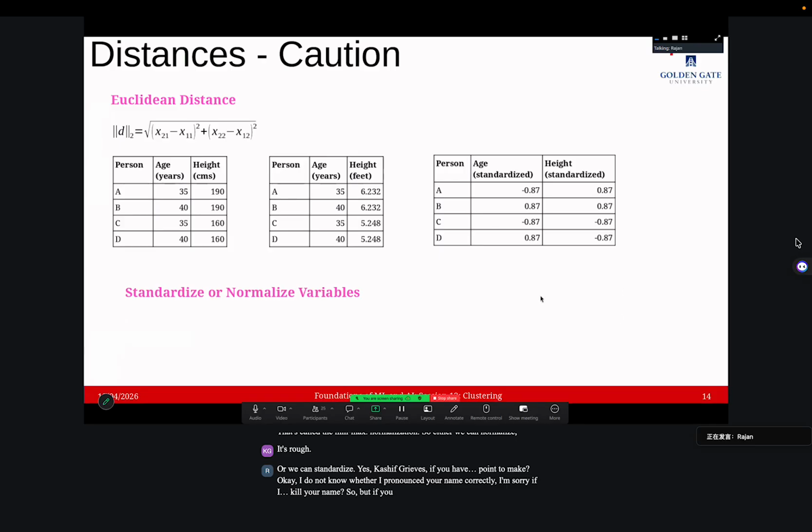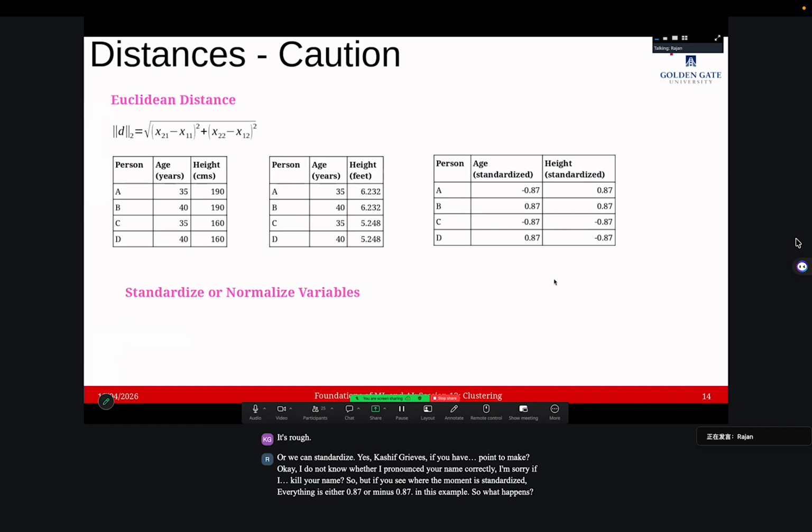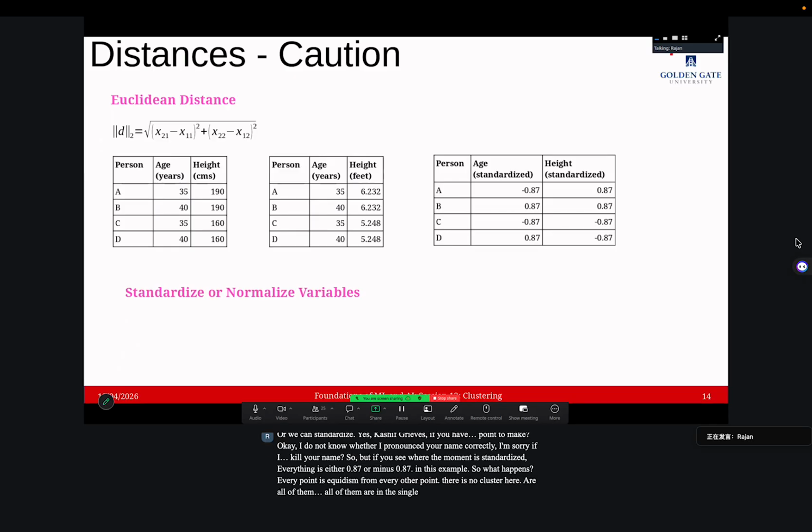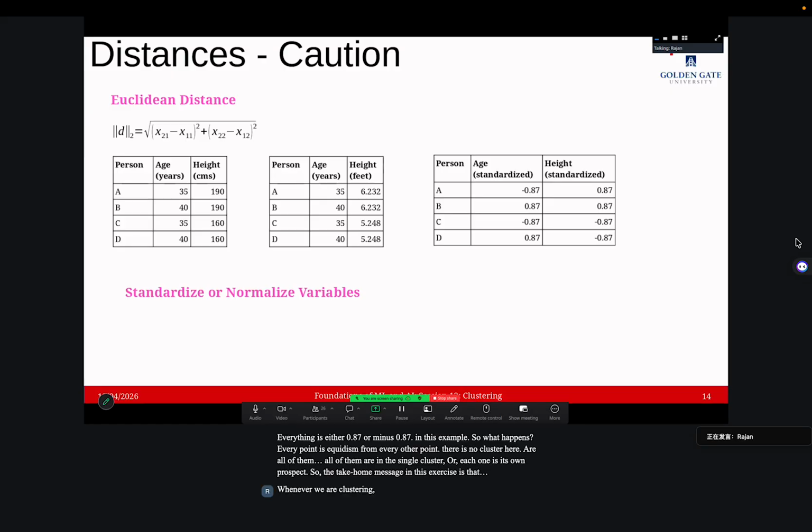But if you see, the moment we standardize, everything is either 0.87 or minus 0.87 in this example. So what happens? Every point is equidistant from every other point. There is no cluster here, or all of them are in a single cluster, or each one is its own cluster.